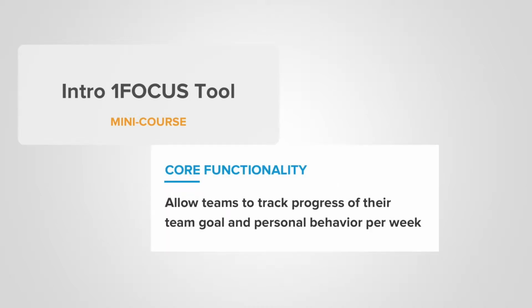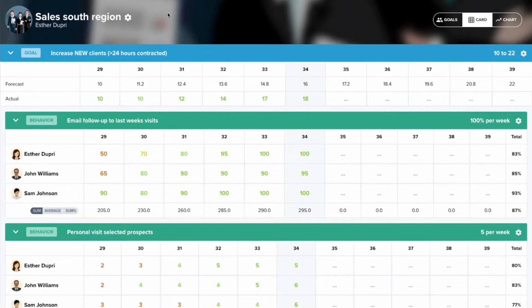Hi, in this video I'll give you a short overview of the 1FOCUS online tool. What it essentially does is it allows teams to track the progress of their team goal and personal behavior per week. Let me start with the central element, the team scorecard. That's what you see here. This is the only page where any team member can update the card at any time.